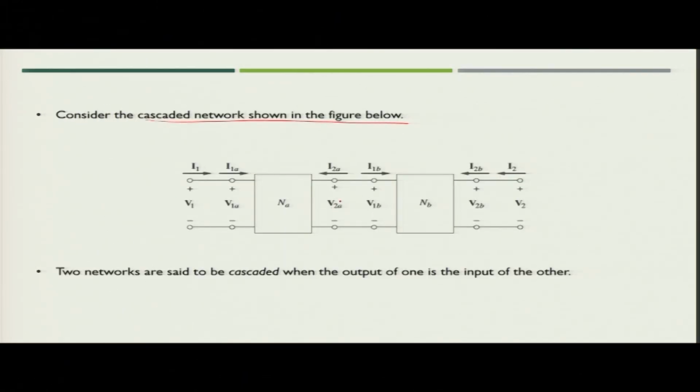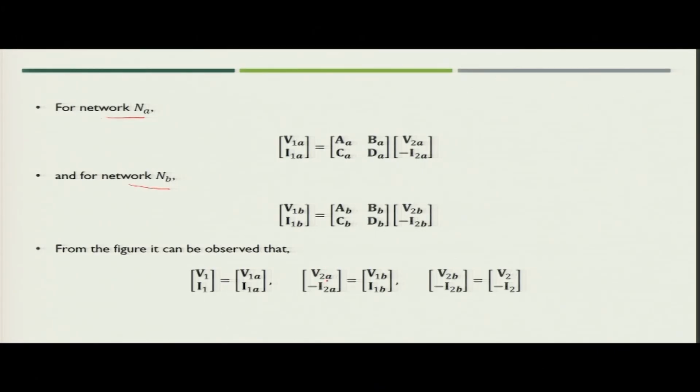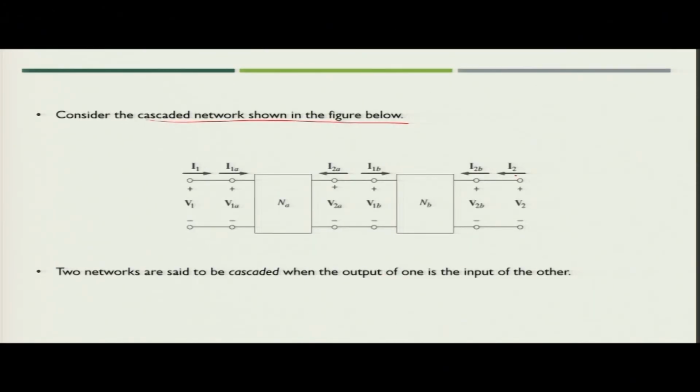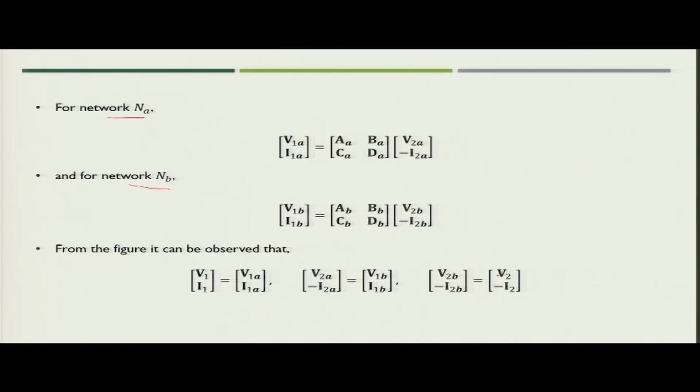Similarly, V2A and minus I2A will be equal to V1B and I1B, because I1 and I2 are in opposite directions. So, minus I2A will be equal to I1B. So, we can write V2A, minus I2A equal to V1B, I1B. Similarly, at the output side what can we write? V2 is equal to V2B and I2 is equal to I2B. So, V2, minus I2 will be equal to V2B, minus I2B. Now, we have this information from the figure. If we see these two equations, what can we write?